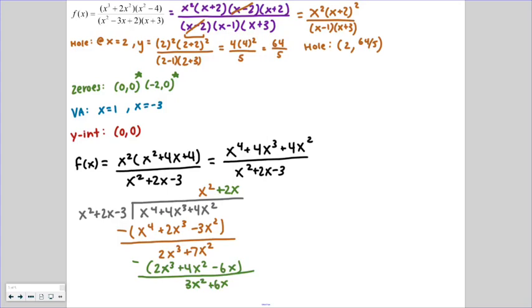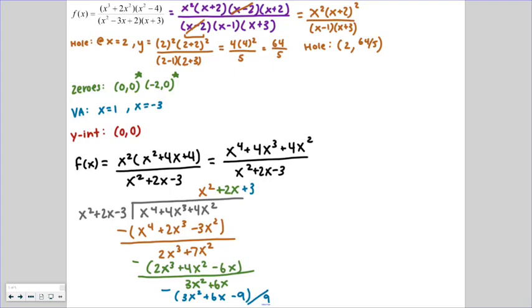Switch colors one more time. What do we multiply x squared by in order to get to 3x squared? That is positive 3. That'll leave us with 3x squared plus 6x minus 9. Then we're subtracting all of that. And what we get is our remainder of positive 9. Sorry, I ran out of a little bit of room there.